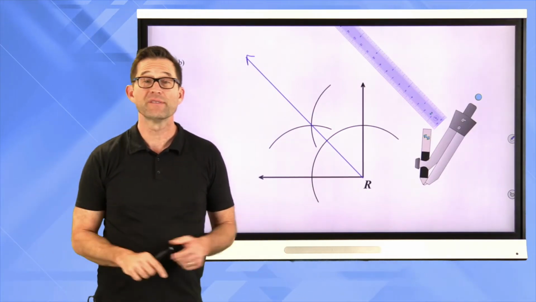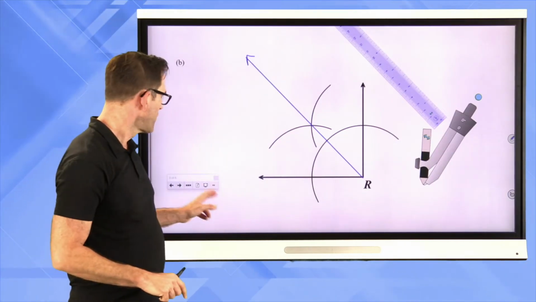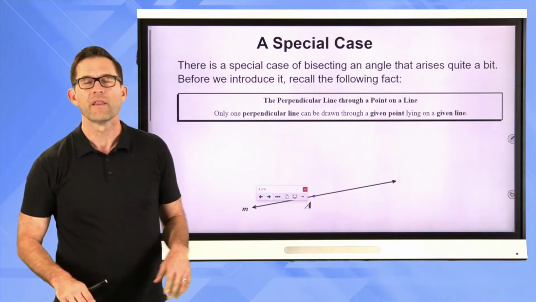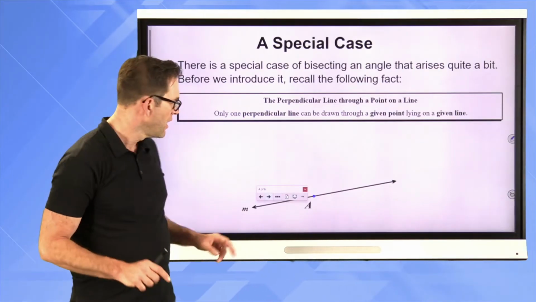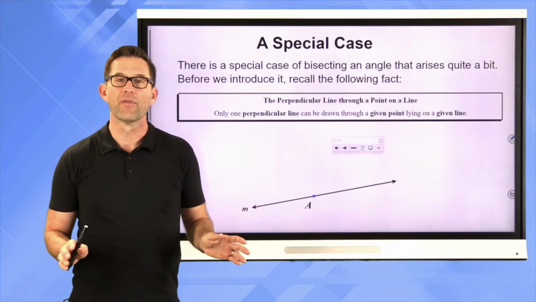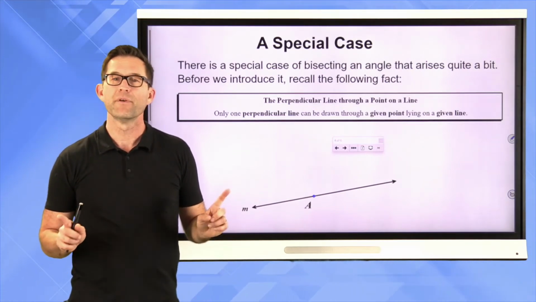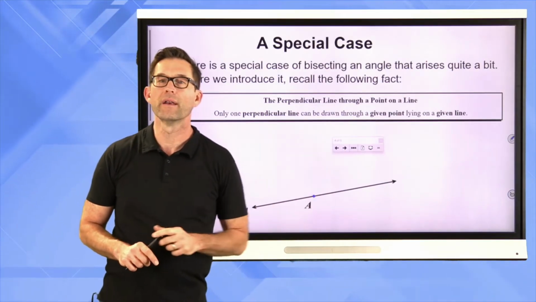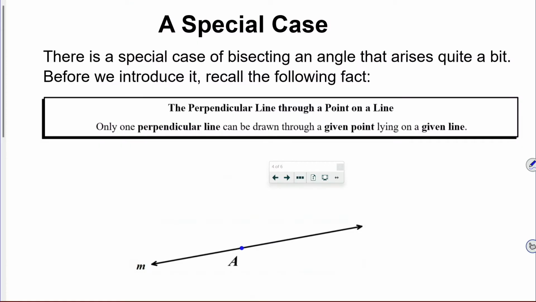All right, pretty simple. Now we're going to move on to something very related, but might seem a little different. Let's talk about a special case. Now, there's a special case of bisecting an angle that arises quite a bit. Before we introduce it, recall the following fact. Perpendicular line through a point on a line. Only one perpendicular line can be drawn through a given point lying on a given line.